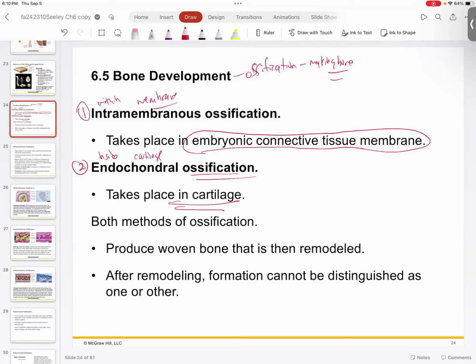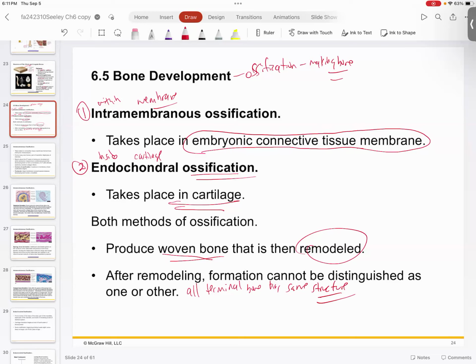And so both of these typically will start off by producing that cheap woven bone, and then they will remodel, okay? And then after they remodel, it's all the same, right? So basically all terminal bone looks the same. So it's not like you can take a look at a mature bone and say, oh, well, that was made with intramembranous ossification, or that one used endochondral ossification. Because at the end of the day, after you remodel, everything looks exactly the same.